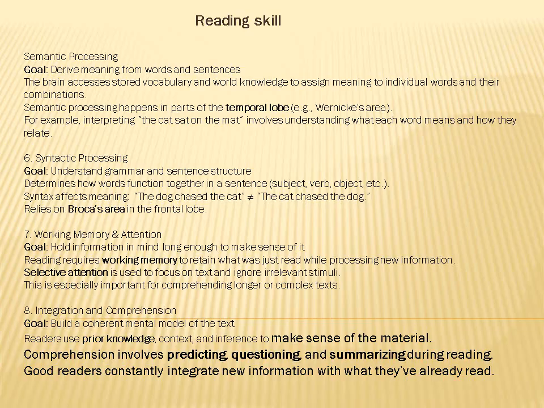Next, integration and comprehension. Goal: build a coherent mental model of the text. Readers use prior knowledge, context, and inference to make sense of the material. Comprehension involves predicting, questioning, and summarizing during reading. Good readers constantly integrate new information with what they've already read.